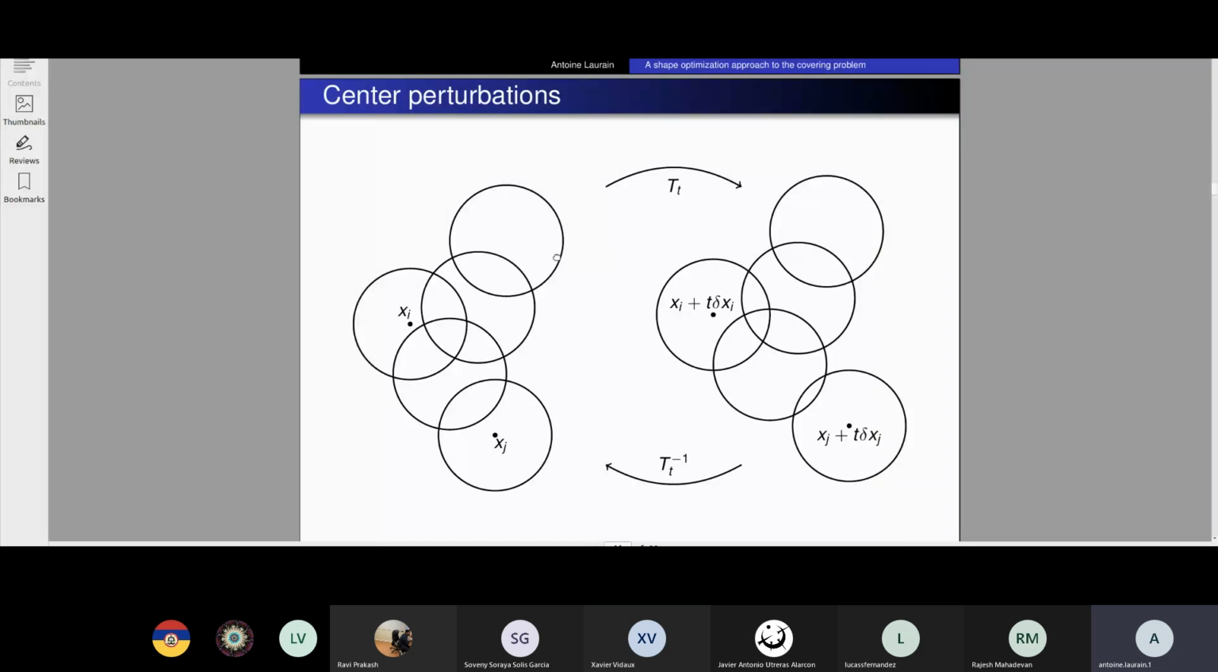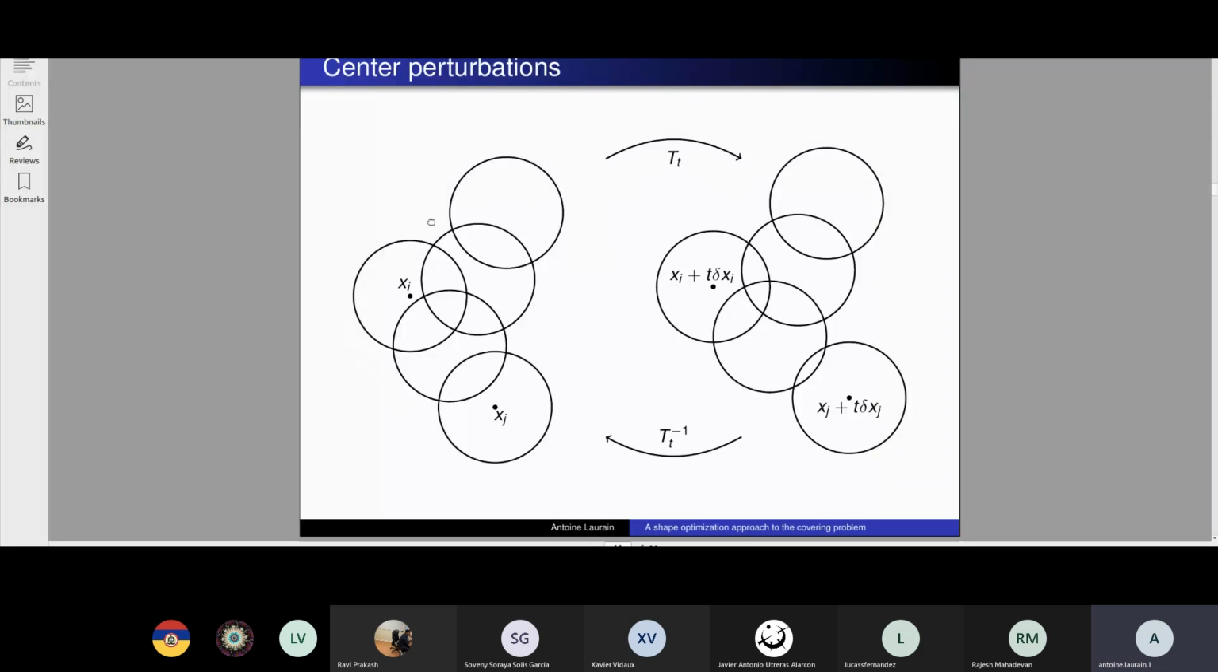So here I'm showing a configuration with 5 disks. So m is equal to 5. And I'm going to make a small perturbation of 2 disks here. So here you have a disk with the center xi, here with the center xj, and I make a small perturbation of this center and this center here. So you can see the shape is changing a little bit.